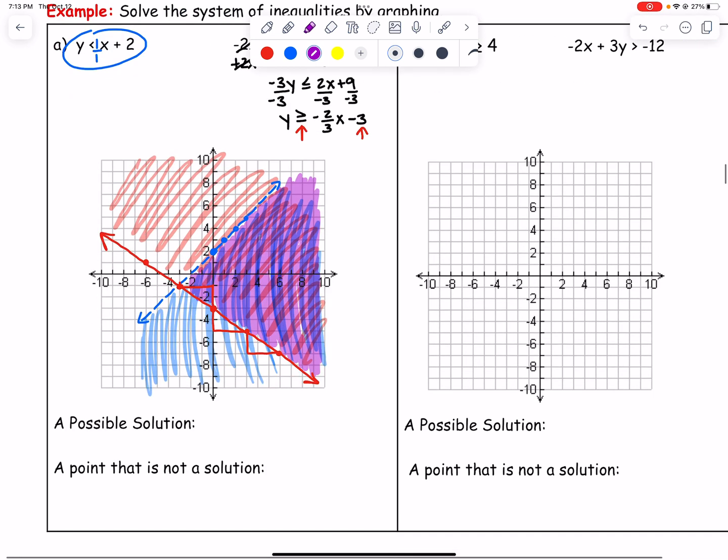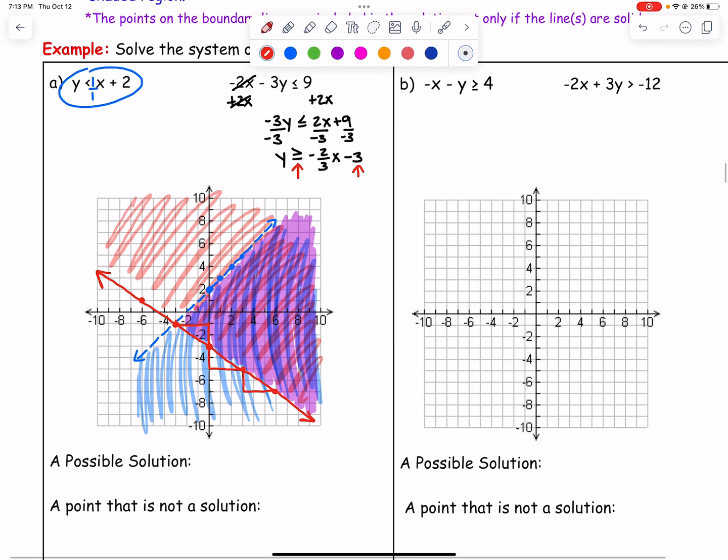So down here at the bottom, it says a possible solution. So let's name a possible solution. For instance, 2, 1 is a great example of a possible solution. It's definitely in the middle of that shaded area.